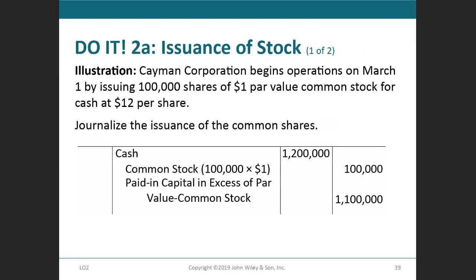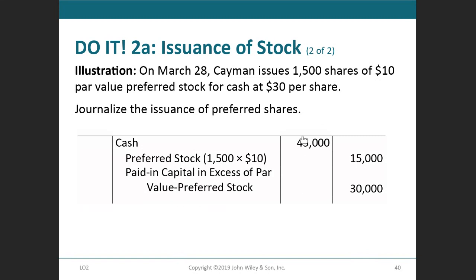A couple of more examples here. The company begins operations March 1, issuing 100,000 shares at $1 par value common stock, $12 per share. So here again, 100,000 times $1 is common stock, and then the rest is paid in capital in excess of par value common stock. Another example. This is the same concept. One more example of the preferred stock. 1,500 shares of $10 par value preferred stock sold at $30. So the par value is reported as preferred stock, and the excess is reported as paid in capital.